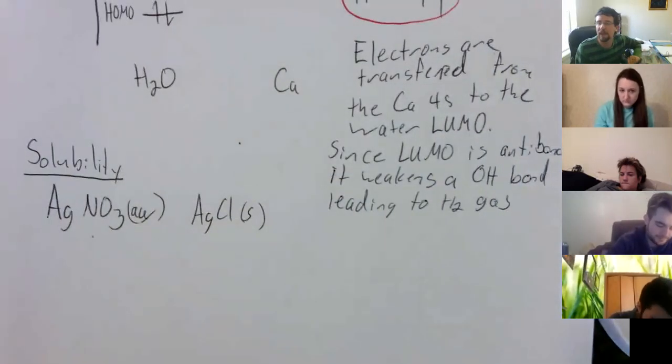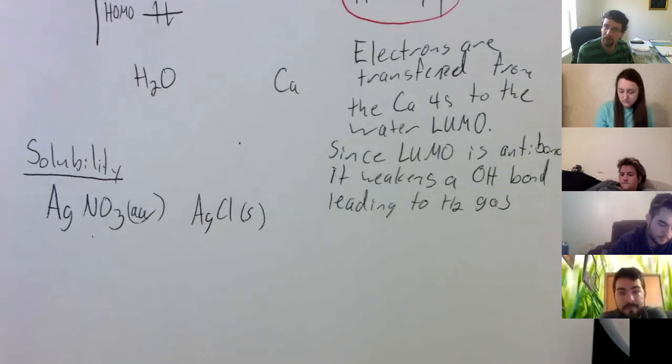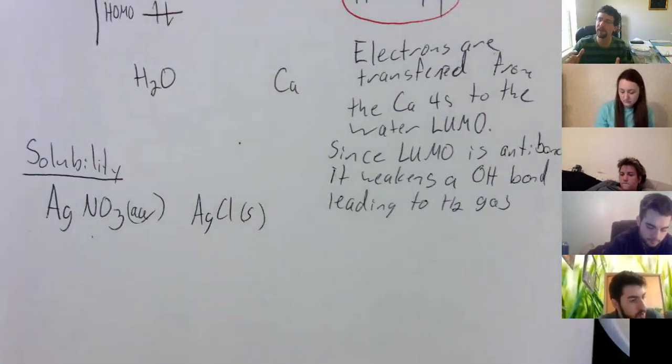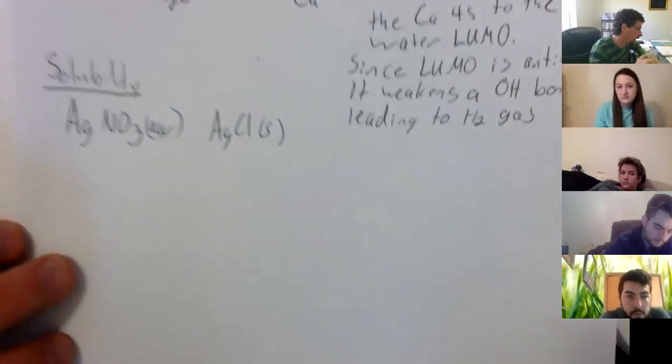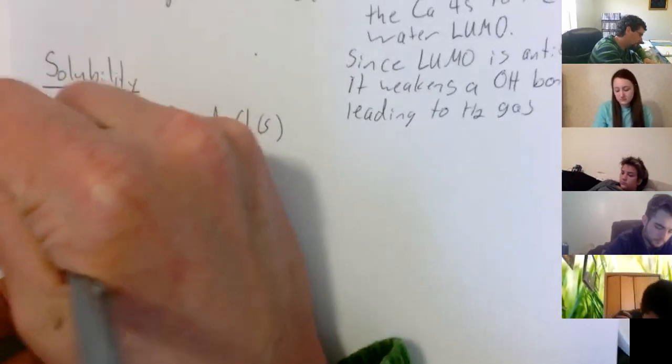It's a solid. Have you ever wondered why those rules come about? Okay, experimental observation, but inherently, why is it this way? That's what we're going to talk about. We're going to talk about hard and soft acids and bases.